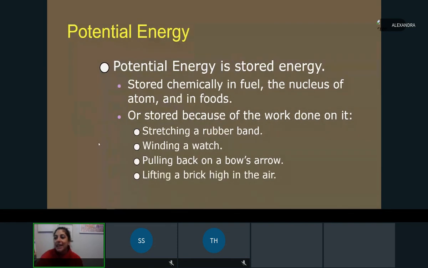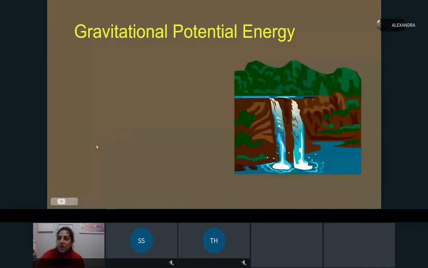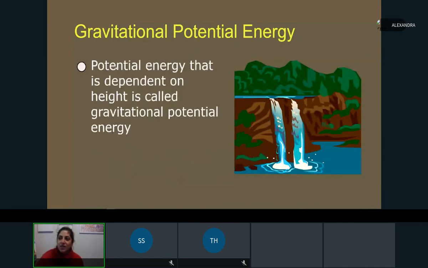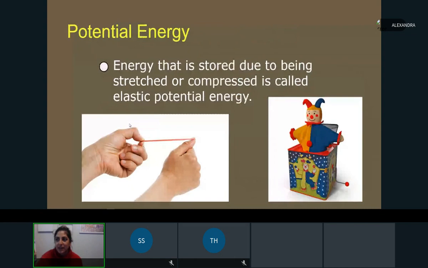Lifting a brick high in the air. If you are bringing something above the ground, you are creating or increasing its potential energy. So we have something called gravitational potential energy, which is when the potential energy is dependent on the height. The higher off the ground it is, the more potential energy it's going to have, because the force of gravity is acting on it.